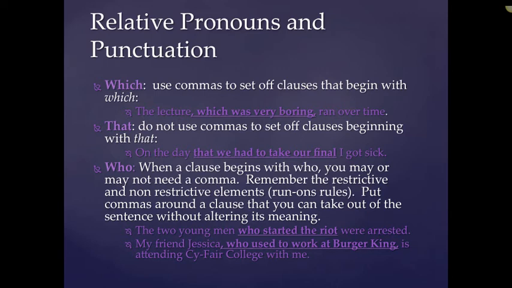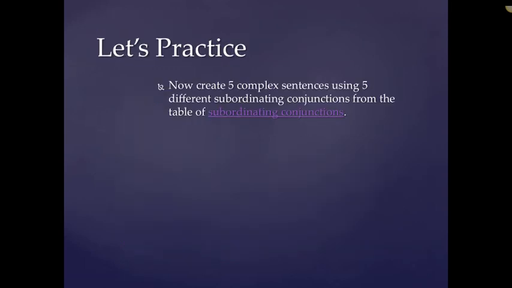In the second example, my friend Jessica, who used to work at Burger King, is attending Sci-Fair College with me. In that case, who used to work at Burger King is essential, or you're defining which Jessica if there's more than one. Now I want you to create 5 sentences using 5 different subordinating conjunctions from the subordinating conjunctions slide.